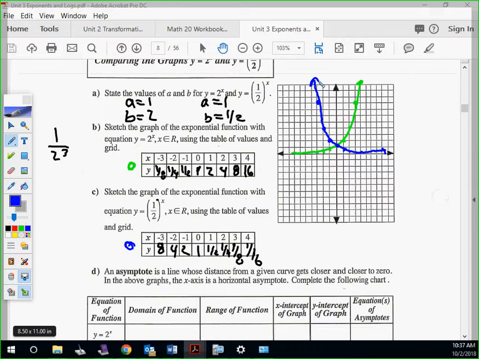x ∈ ℝ, right? There's no issues with x. As you see, there are no breaks in the graph. I can put any x in I want, and I'm going to get a value. So that means x ∈ ℝ. Good. What's the range? y is greater than 0.